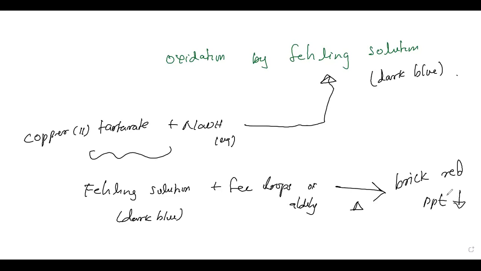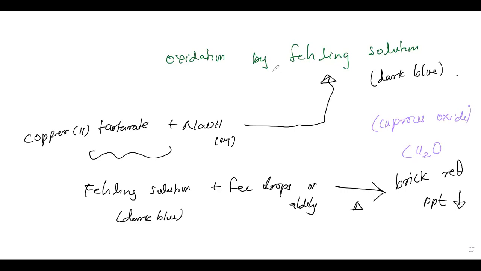This is very important. Why does this brick red precipitate form? The copper II tartrate is converted into cuprous oxide, Cu2O. You can say that is cuprous oxide. Are you all clear?